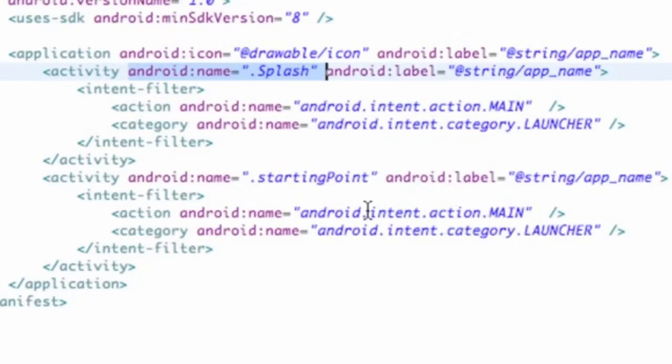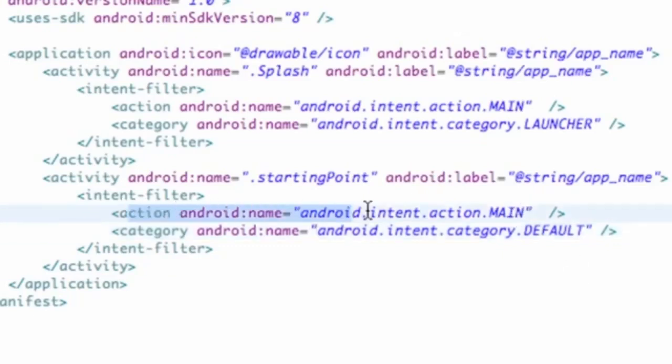But the problem is, right now we have two launcher items, one for starting point and one for splash. So we need to get rid of the launcher on our starting point and just let the starting point chill a little bit, wait until we need it. So we're going to change it from launcher to default. You need to spell that correctly, all uppercase. That's basically just going to recognize that our activity is there, but it's not going to do anything until we tell it to.